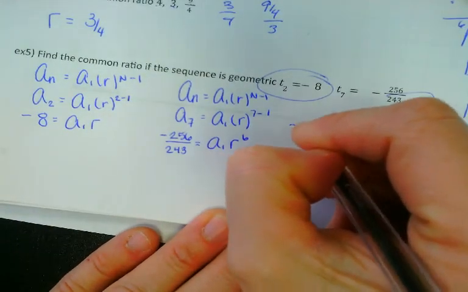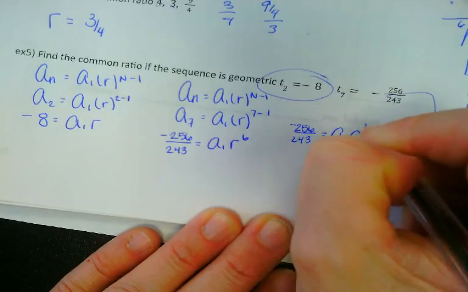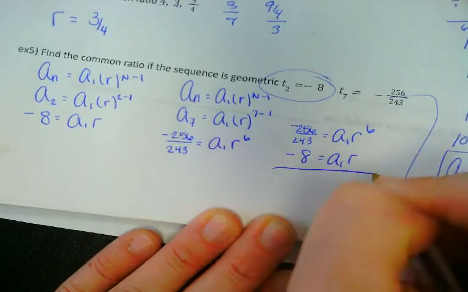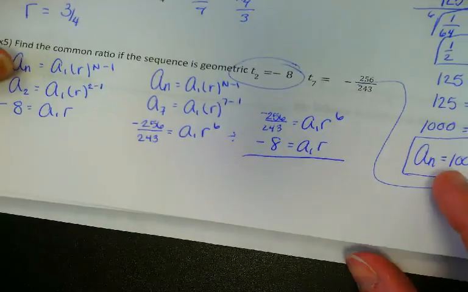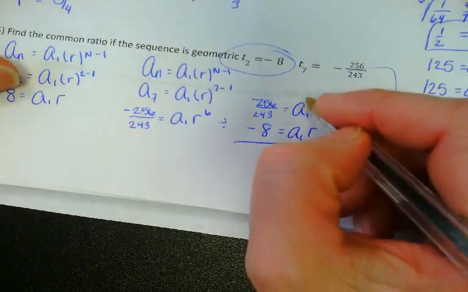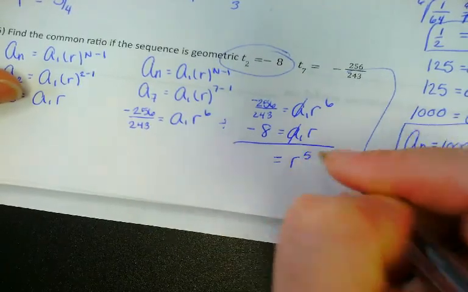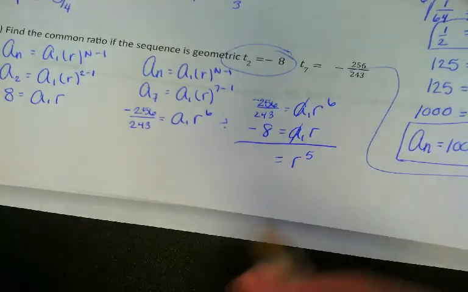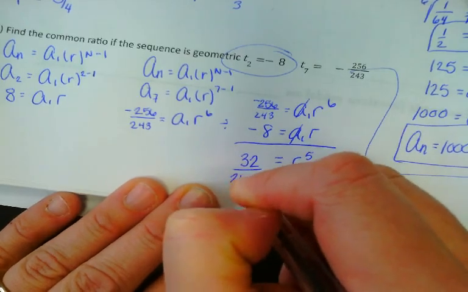So I'm going to say -256 over 243 equals a sub 1 r to the 6, and -8 equals a sub 1 r. I'm going to divide those. Again, the whole point of dividing is that those a sub 1s are going to divide out. I'm going to get r to the what power here? Fifth, perfect. Negative, I don't know that one off the top of my head. 32. 32 over 243?